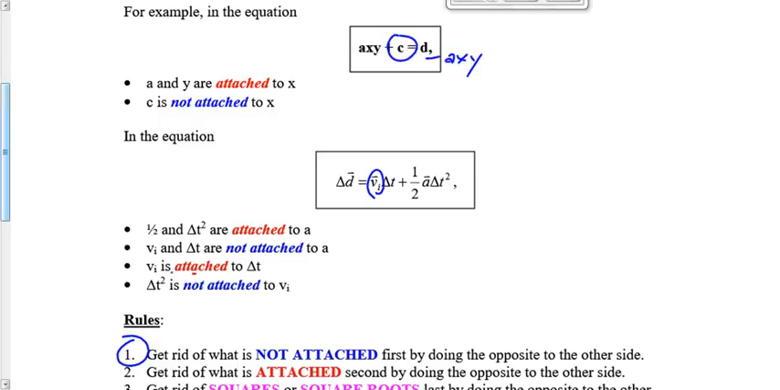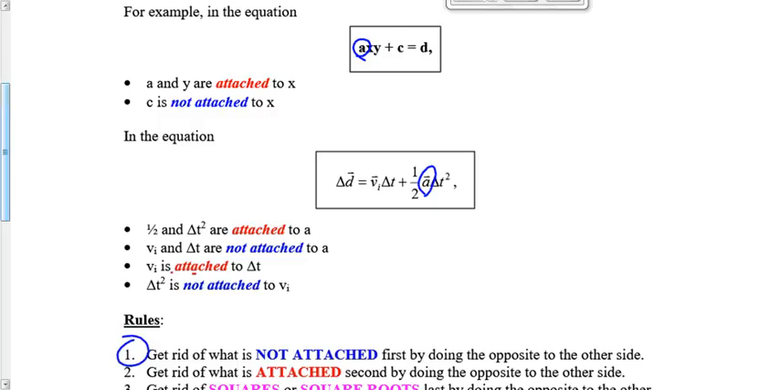If we were getting rid of the 1/2 AT squared here, it's added to VIT, so we would get rid of it by subtracting on the other side. Do exactly the opposite. Let's say we were solving for A here. How do we get rid of the C? Well, it's added to AXY, so we would get rid of it by subtracting. It's not attached. Get rid of it first. Do it by subtracting.